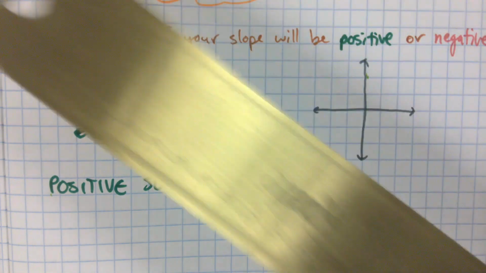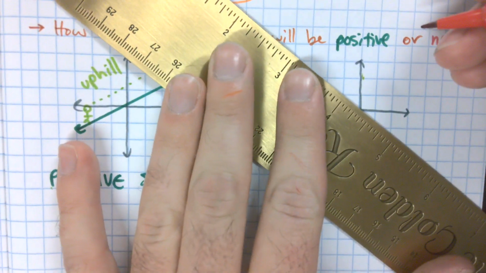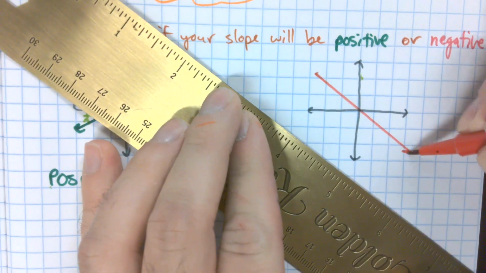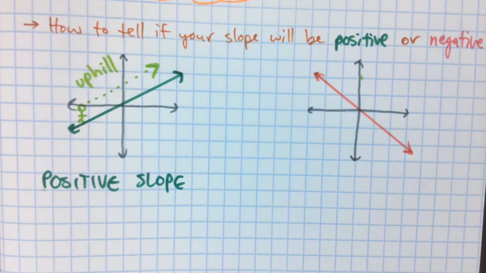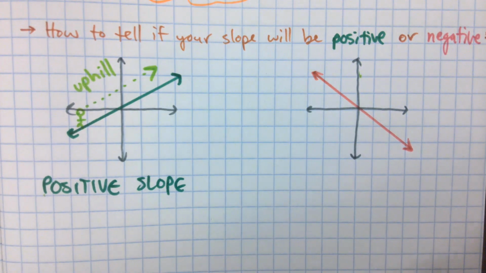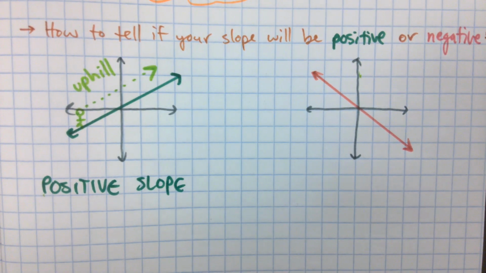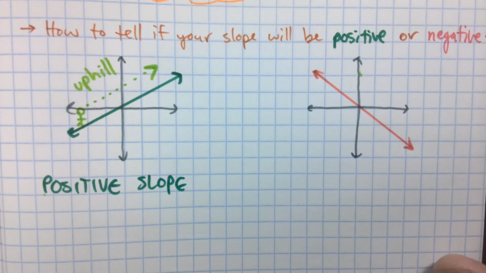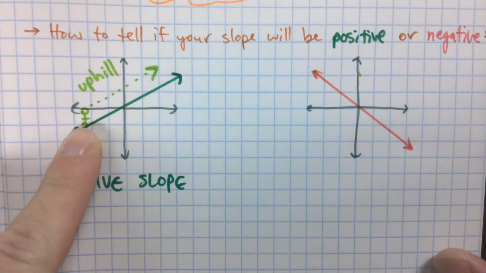However, if we have a line that goes downward from left to right, it'll look something like that. Now these lines look very similar. They're kind of just flipped around or opposite of each other. We're going to follow this same kind of process here.